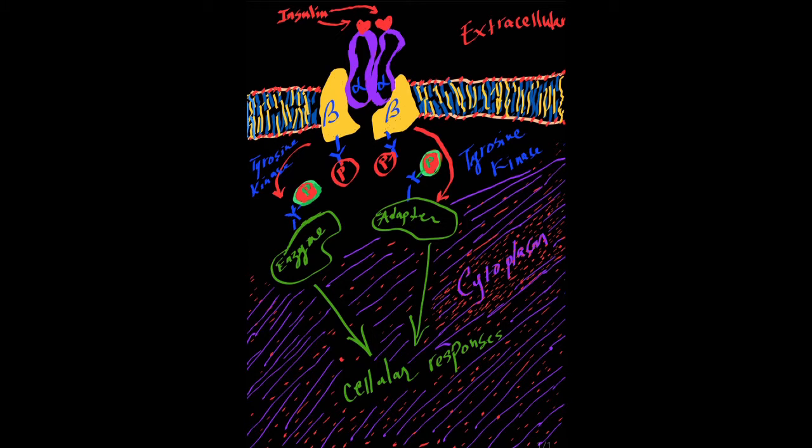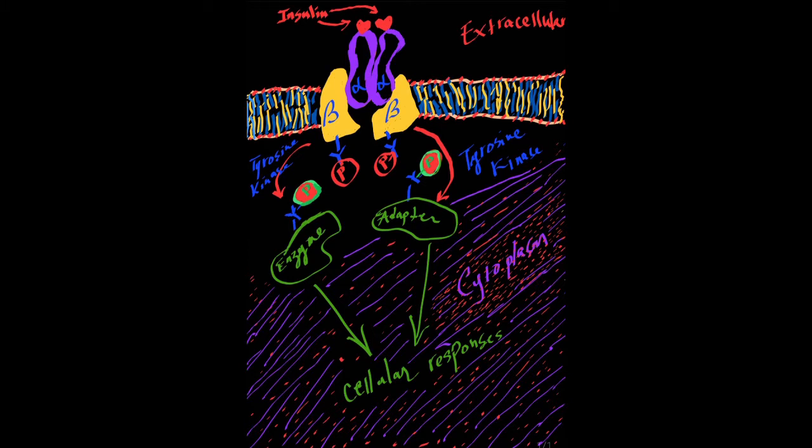When insulin comes from the bloodstream, it will bind to the outside, on the extracellular surface, to the alpha subunits, and activate the intrinsic tyrosine kinase activity of the receptor. This is a bit of a review for you guys if you've forgotten. Here's the insulin hormone, this heart-shaped structure, binding to the extracellular surface of the insulin receptor.